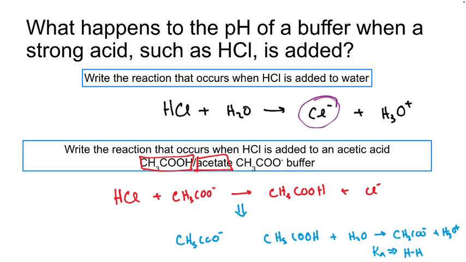Does the chloride ion act as a buffer? No. Does the water? No. So what happens to the pH? The pH will be exactly what the H3O plus was. There is no buffering of that system.